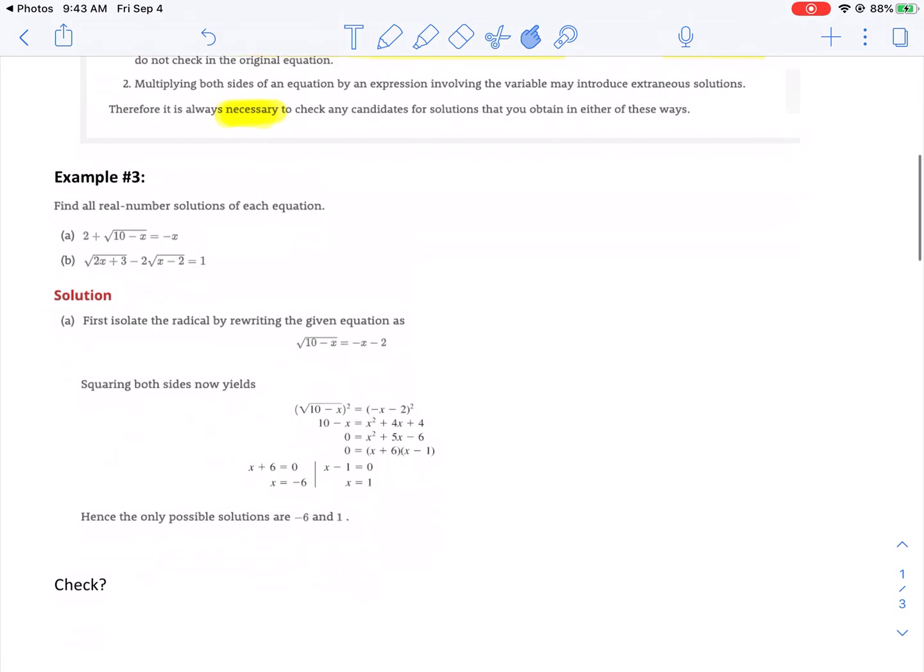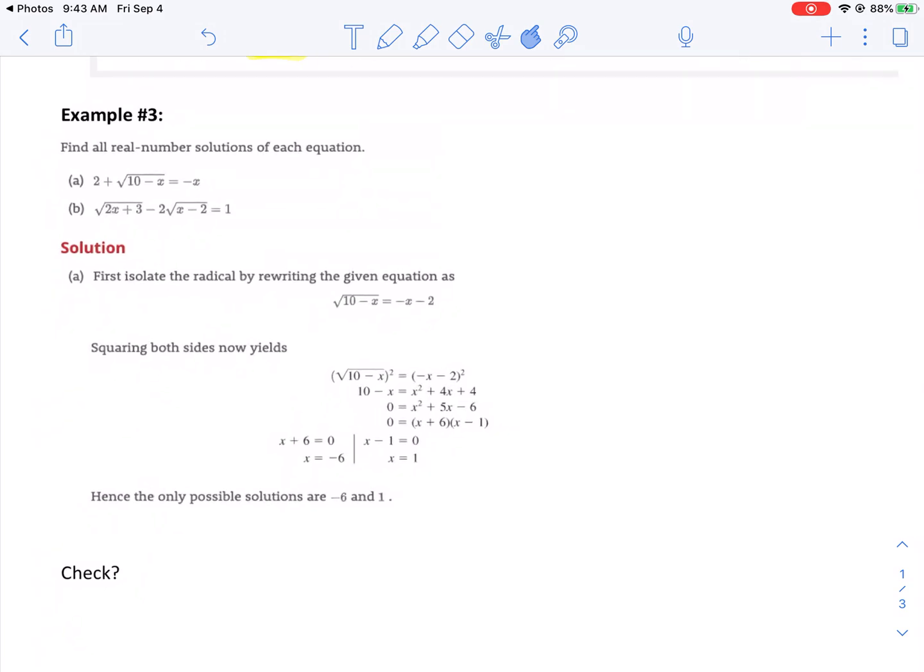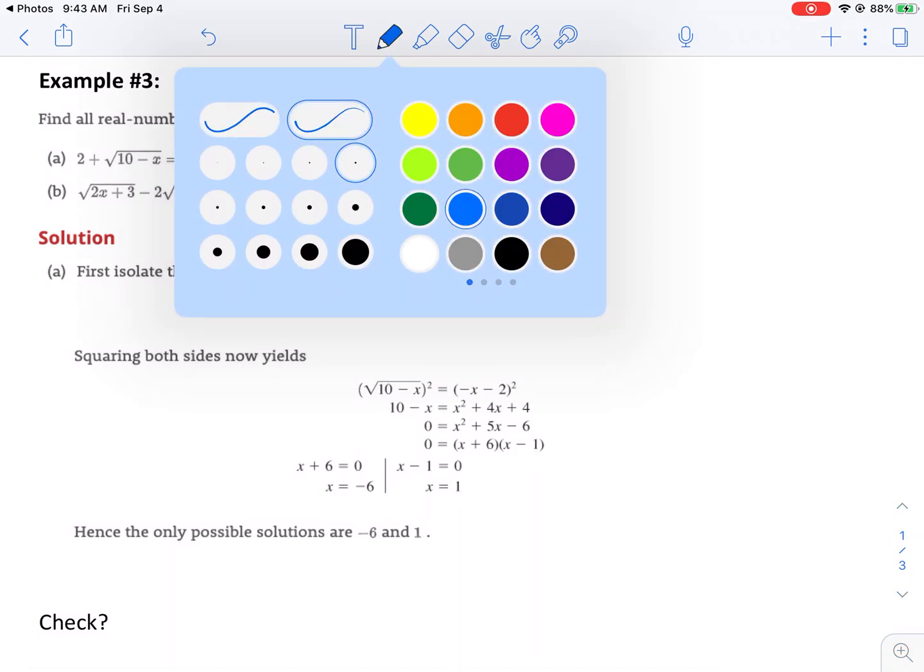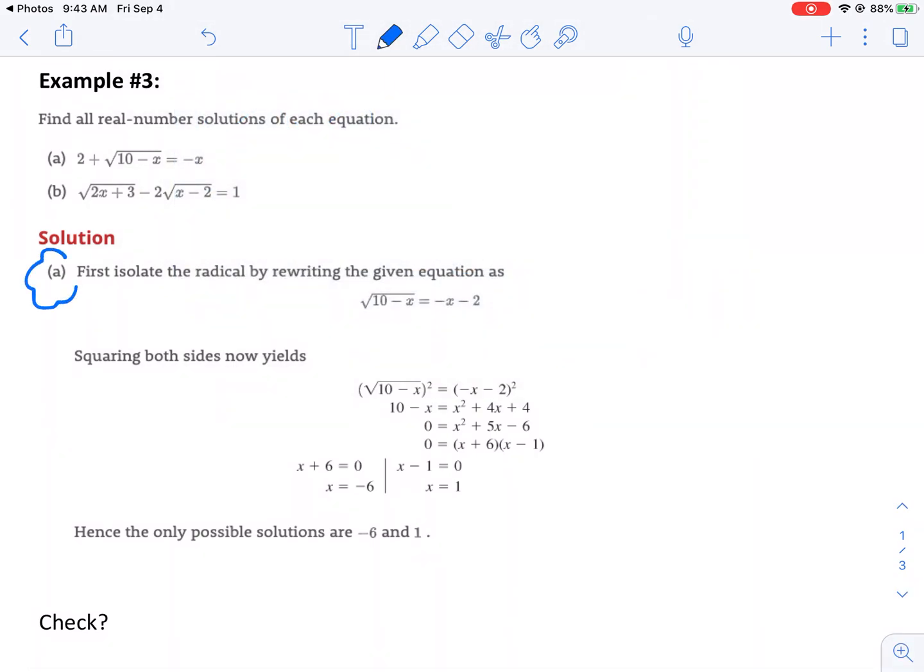Okay, so we have two examples and then I'll let you be done. So this is part A, walking through here. If we had the equation 2 plus square root of 10 minus x equals negative x, first thing you would do is isolate the radical by rewriting the equation as such. In other words, subtract over the 2.